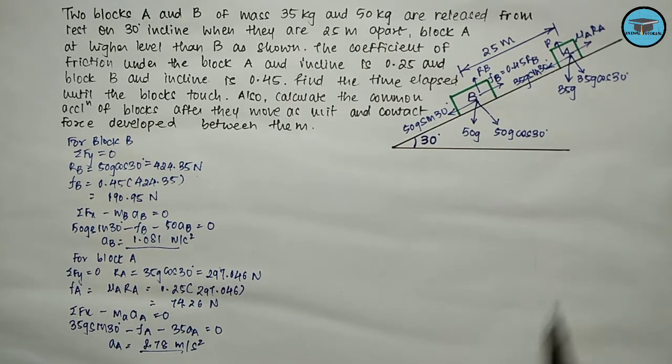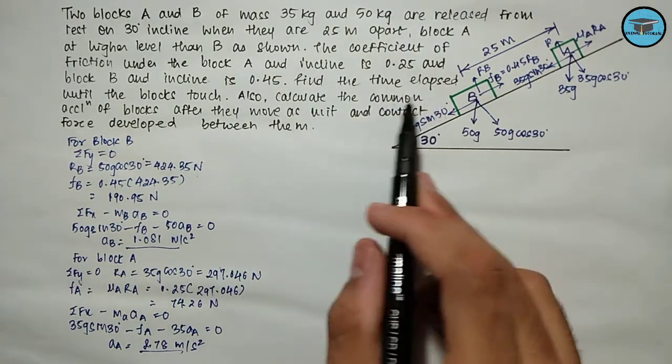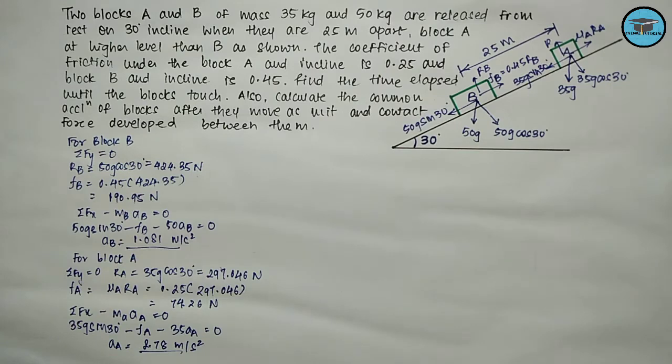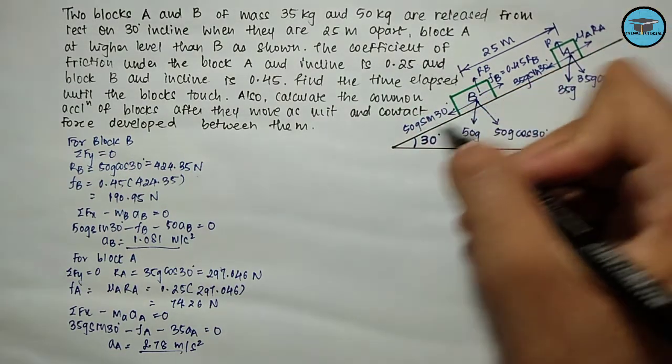Okay, now we need to determine the time elapsed until the blocks touch. So let us assume that block B travels a distance of x in this direction.